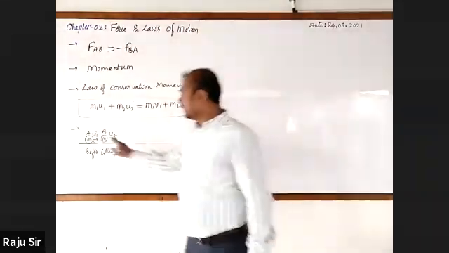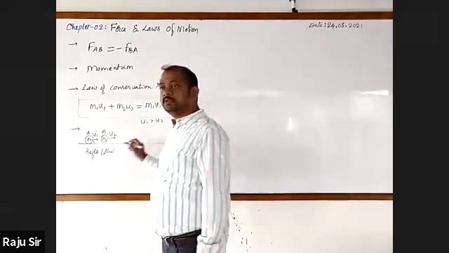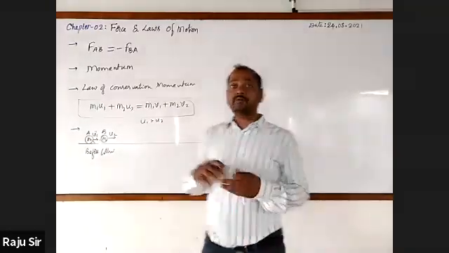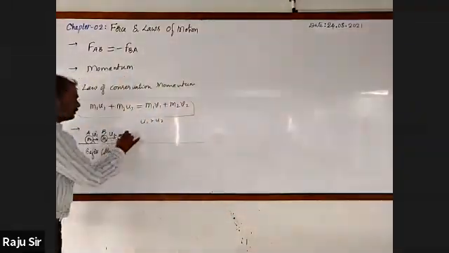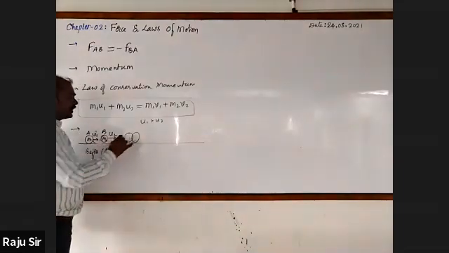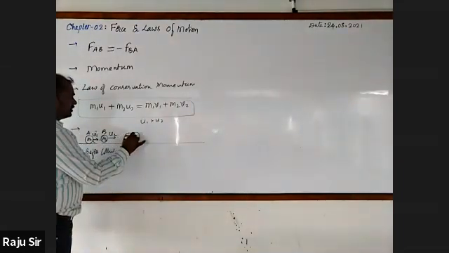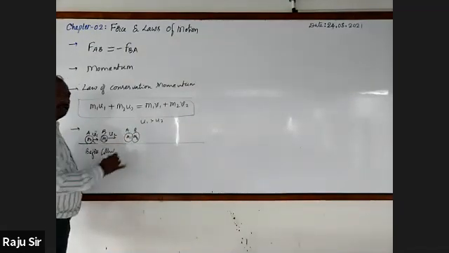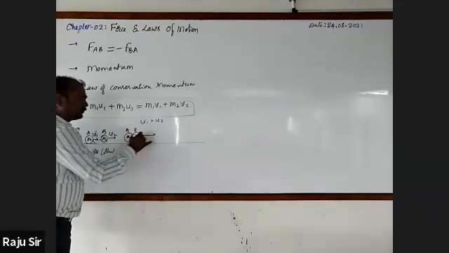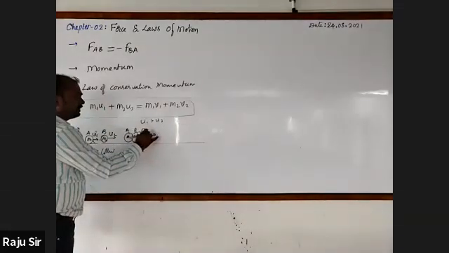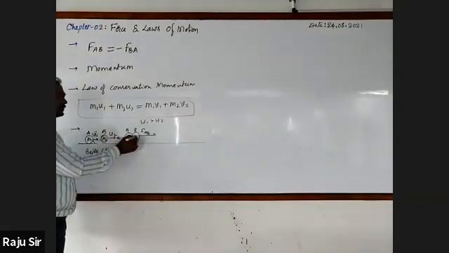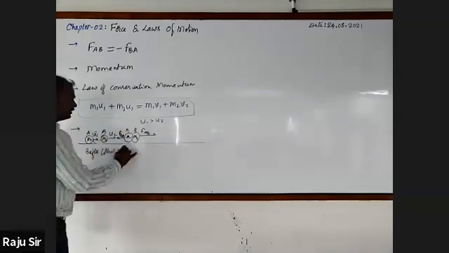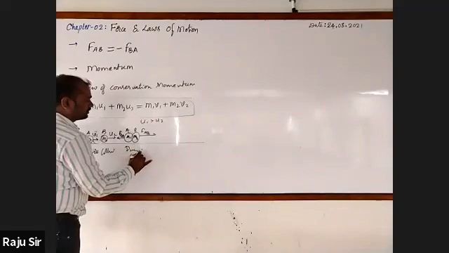Then when you assume that U1 is greater than U2, that is, the speed of object A is more than that of object B, after some time what happens? They collide with each other. When they collide, the first object exerts a force on the second object, written as FAB, and the second object exerts a force on the first object, FBA. This is during collision.